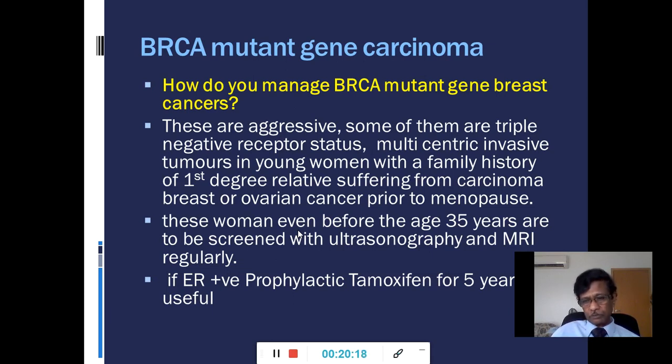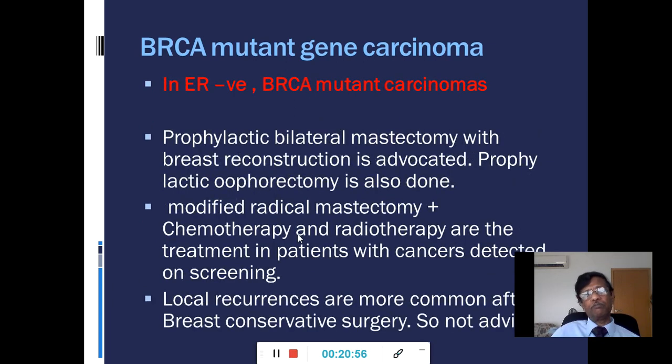If the BRCA mutant gene cancer patient is ER positive, normally, as I told you, 85% of patients are ER positive and 15% are ER negative. But in these BRCA patients, the receptor negative status will be more, but receptor positive patients will also be there. In those patients, prophylactic tamoxifen for about 5 years is useful to prevent the carcinoma. So this is a chemoprophylaxis: tamoxifen 20 milligrams to be given for about 5 years.